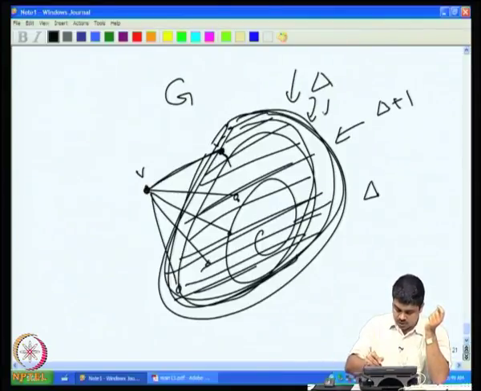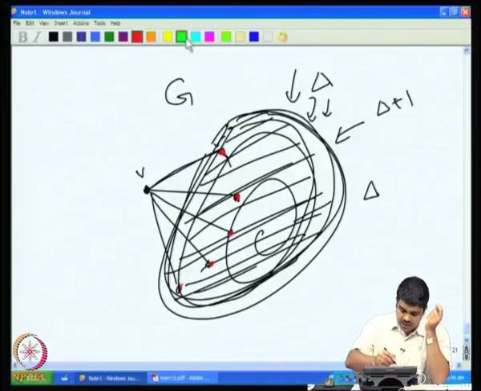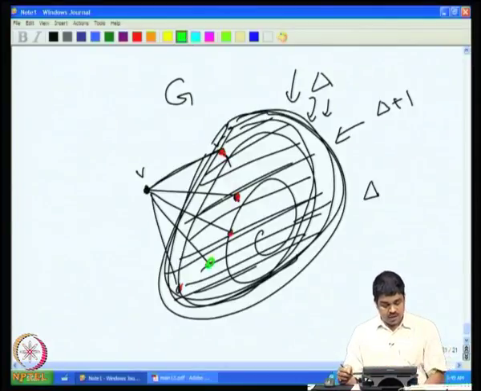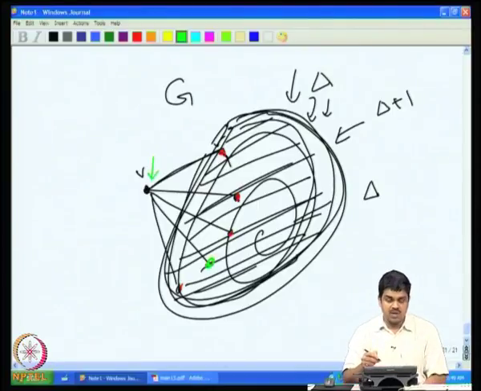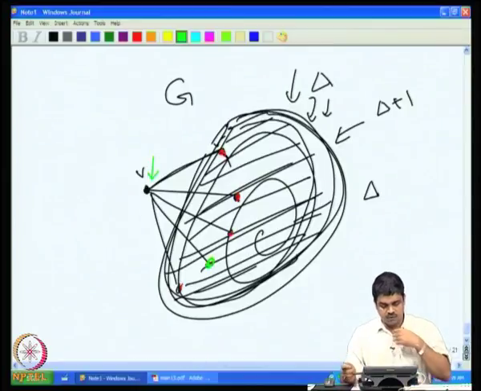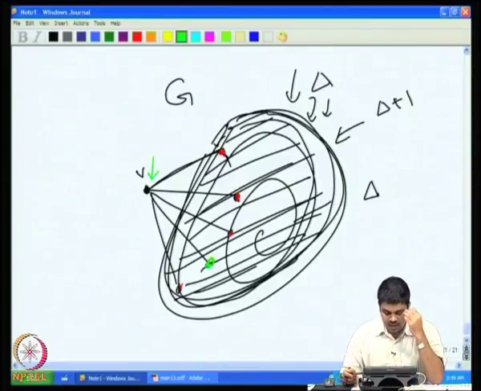Now we look at the colors on this, and if the colors are all distinct, then only we have a problem, because if any color is repeating, then there are only delta neighbors. If one color is missing, at most delta minus 1 colors are used on the neighbors. So we can use the next color, delta color, for V, right. So therefore we can use the delta color for V.